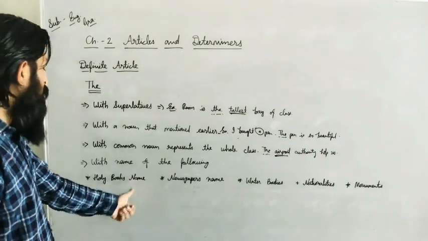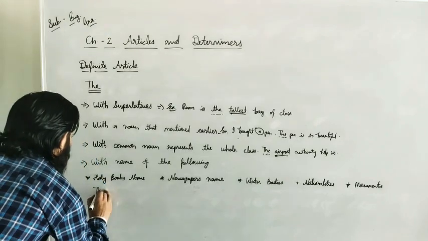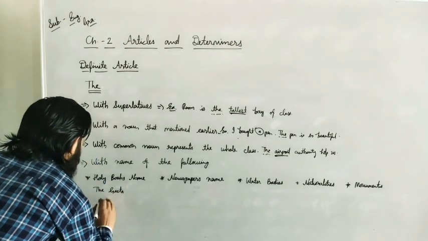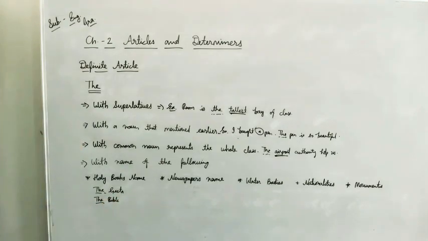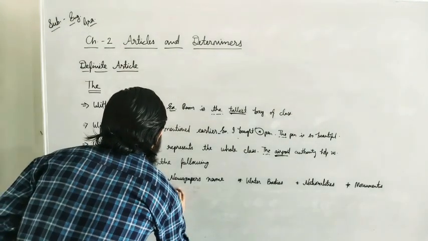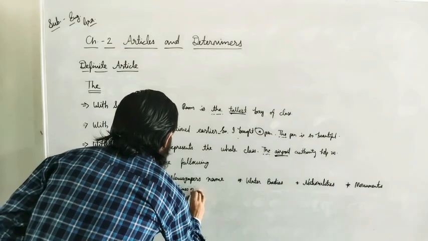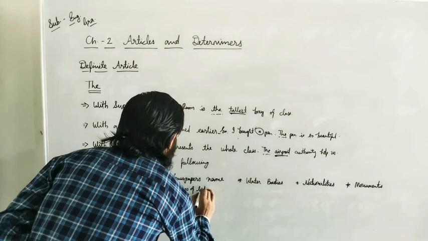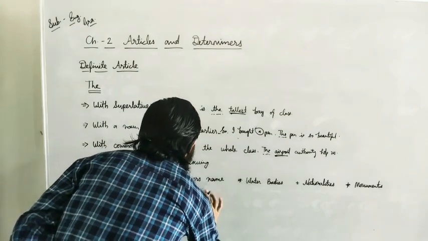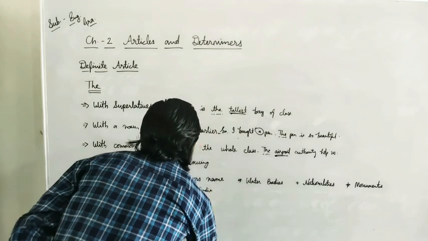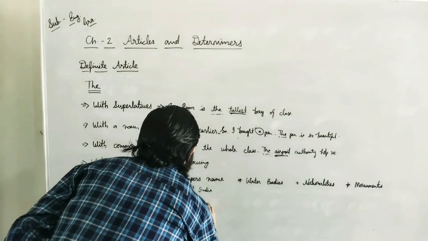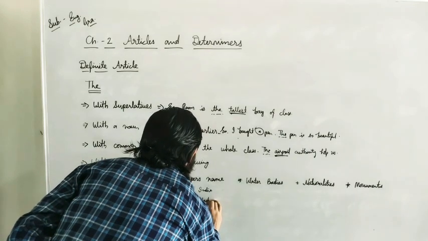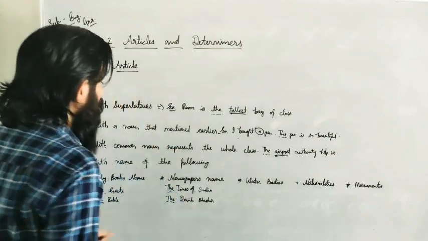With the name of the following: if any type of holy book's name is there, like the Gita, the Bible. If any type of religious book's name is there, before that also you have to use the. The newspaper name, the Times of India, the Daily Bhaskar. Before the newspaper name also you have to use the.